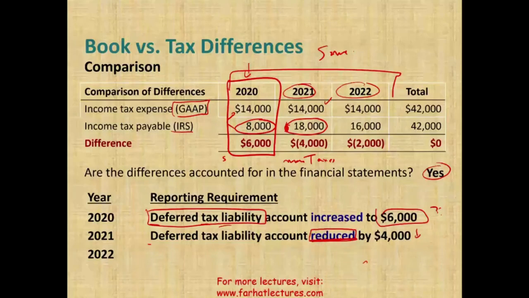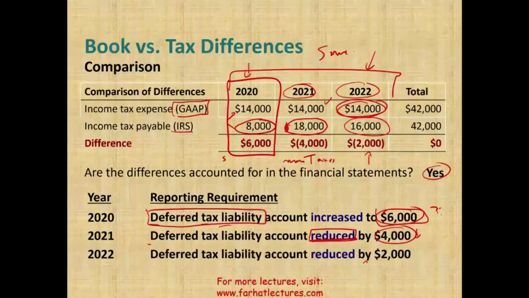Now, what's happening is my deferred tax liability is reversing. In 2022, my GAAP taxes are $14,000. My IRS taxes are $16,000. It means I paid more to the IRS. Exactly how much more? $2,000 more. Well, guess what? You remember that $6,000? $4,000 of it was reversed in 2021. The remainder, the $2,000 remainder, will be reversed in 2022.